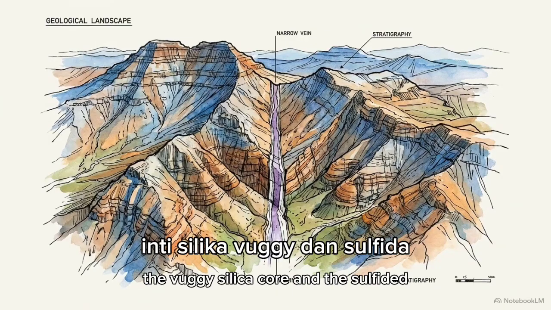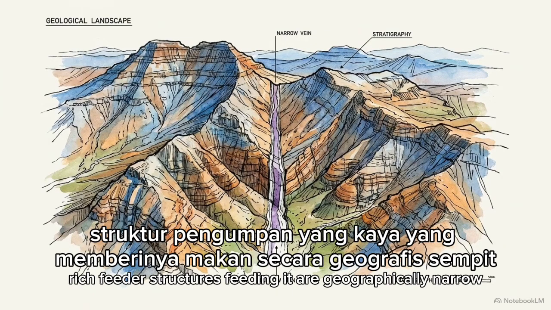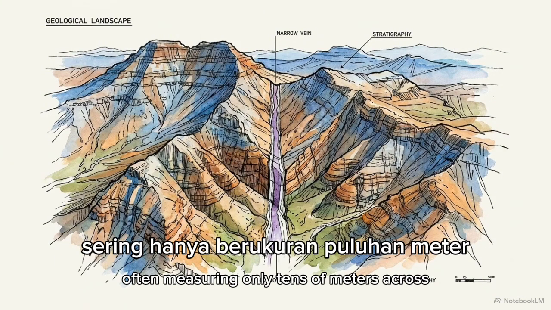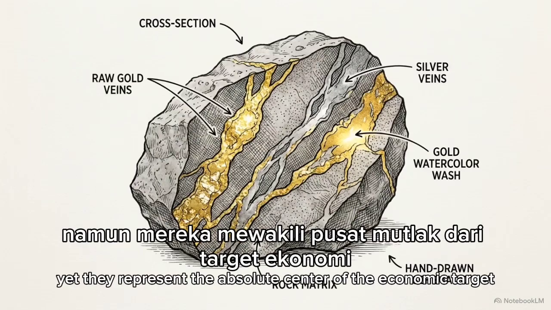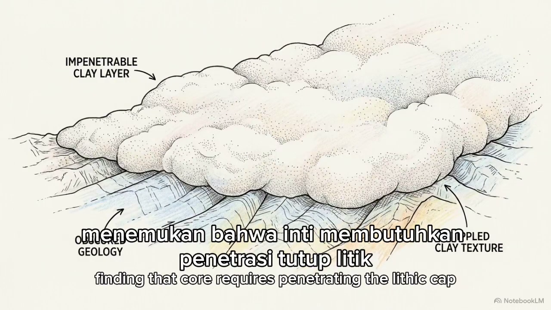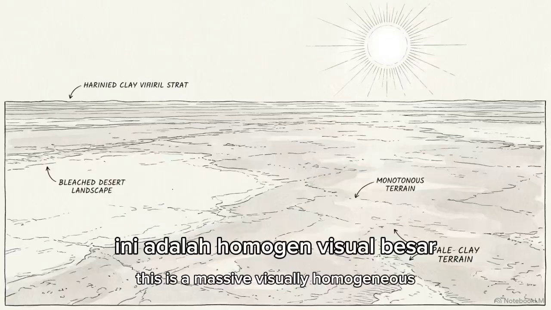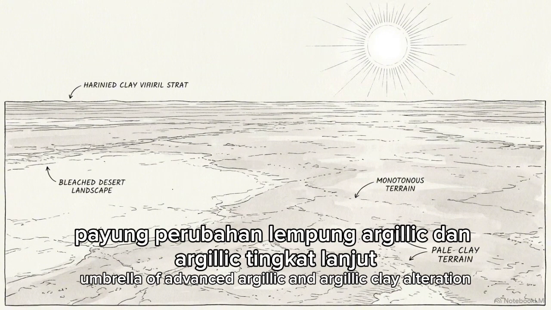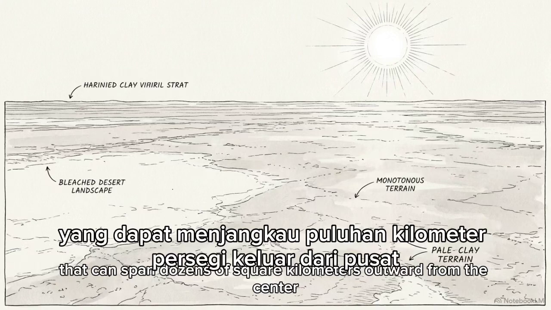The vuggy silica core and the sulfide-rich feeder structures feeding it are geographically narrow, often measuring only tens of meters across, yet they represent the absolute center of the economic target. Finding that core requires penetrating the lithocap. This is a massive, visually homogeneous umbrella of advanced argillic and argillic clay alteration that can span dozens of square kilometers outward from the center.